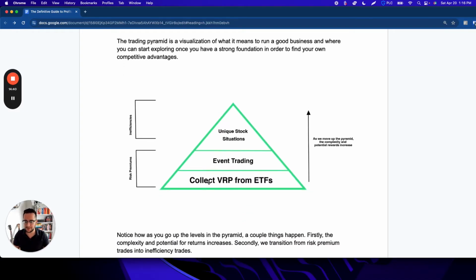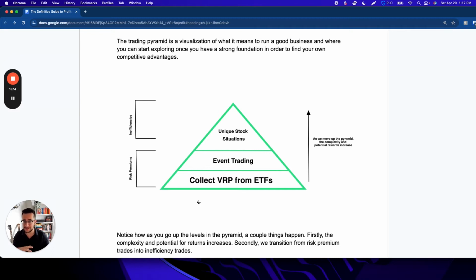At the base of the pyramid, we have an idea called collecting variance risk premium from ETFs. This is the core. This is the fundamental that I'm going to actually tell you to pause this video soon and go do this. Right? If trading is open right now, if markets are open, go explore this right now once I teach you it. After that, there's event trading. So this is like earnings trading, FOMC trading, lots of different stuff. And these two things combined are the risk premiums that we sort of explore here at Predicting Alpha. There's other ones, but these are good fundamental ones for you to look at.